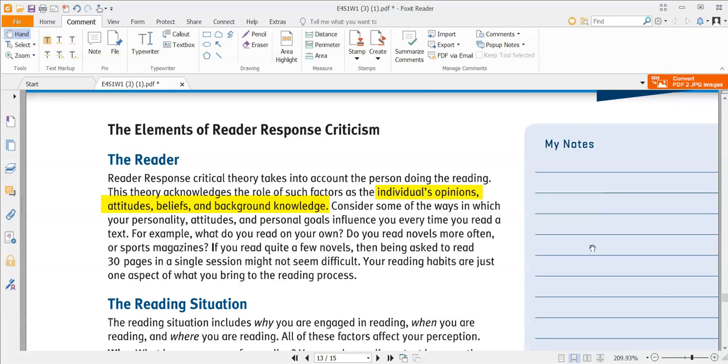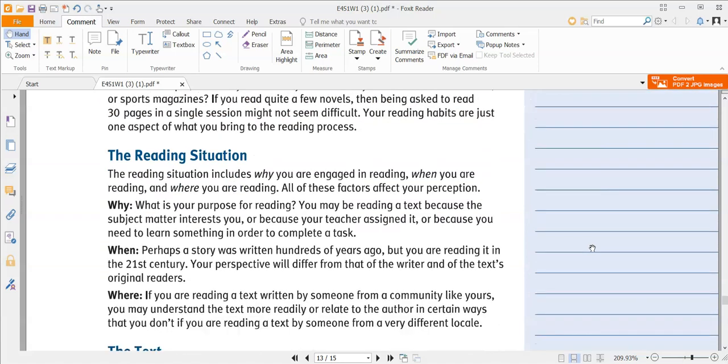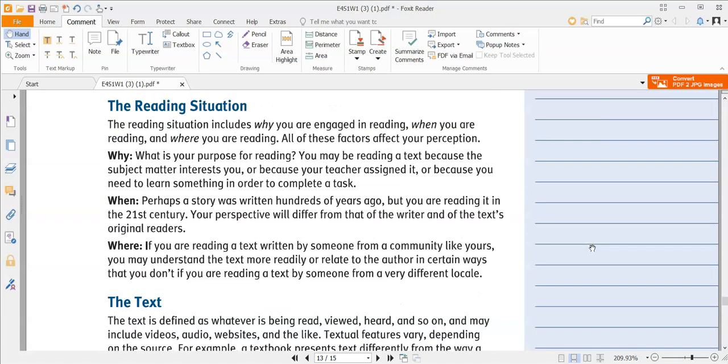So they mentioned if you like reading novels, but on the opposite end, if you don't like reading, then being asked to read 3 or 4 pages is going to seem like a huge effort, whereas somebody who likes reading might be fine with reading 20 or 30 pages in one setting. So the reading situation. The reading situation includes why you are engaged in reading, when you are reading, and where you are reading. All of these factors affect your perception.